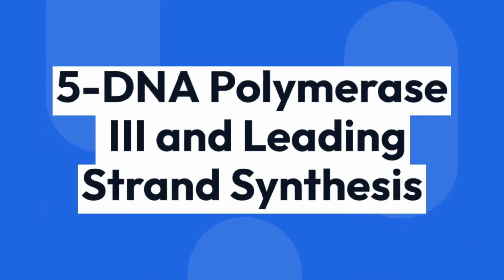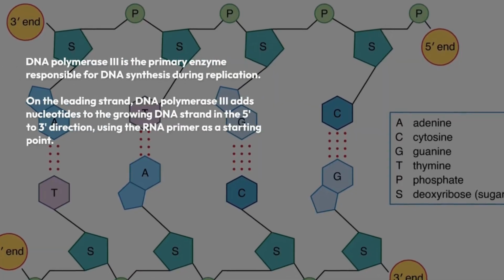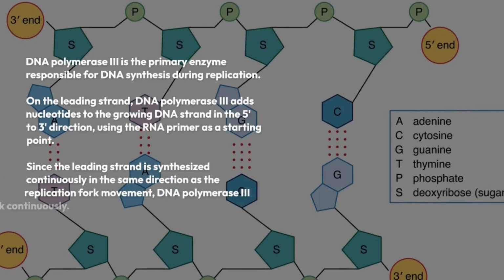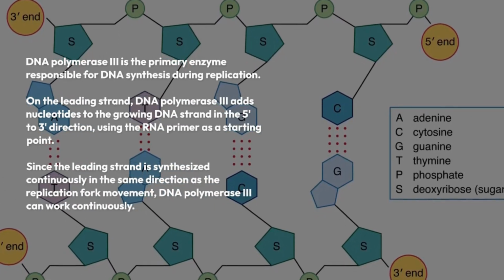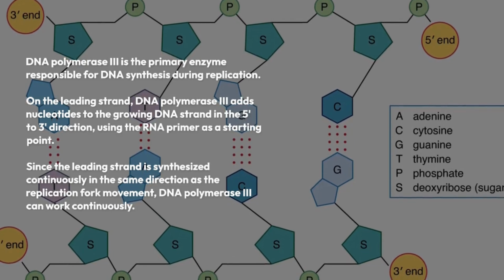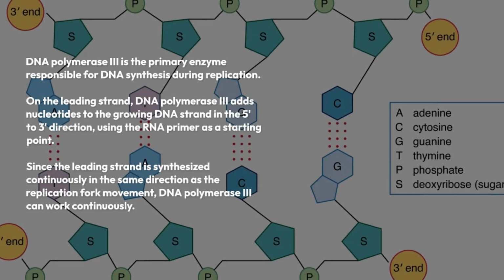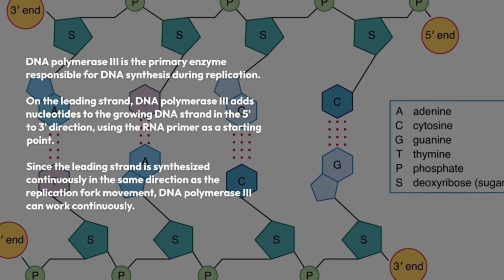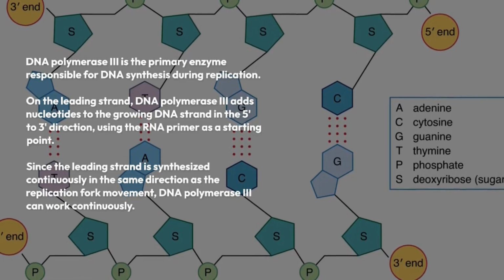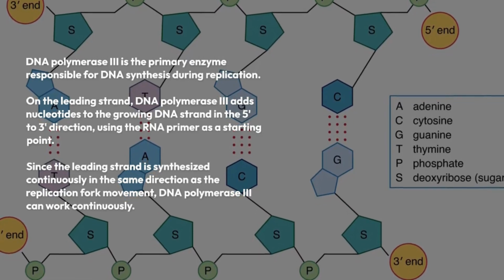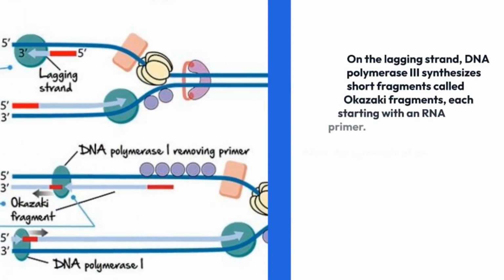DNA polymerase III and leading strand synthesis. DNA polymerase III is the primary enzyme responsible for DNA synthesis during replication. On the leading strand, DNA polymerase III adds nucleotides to the growing DNA strand in the 5' to 3' direction, using the RNA primer as a starting point. Since the leading strand is synthesized continuously in the same direction as the replication fork movement, DNA polymerase III can work continuously.